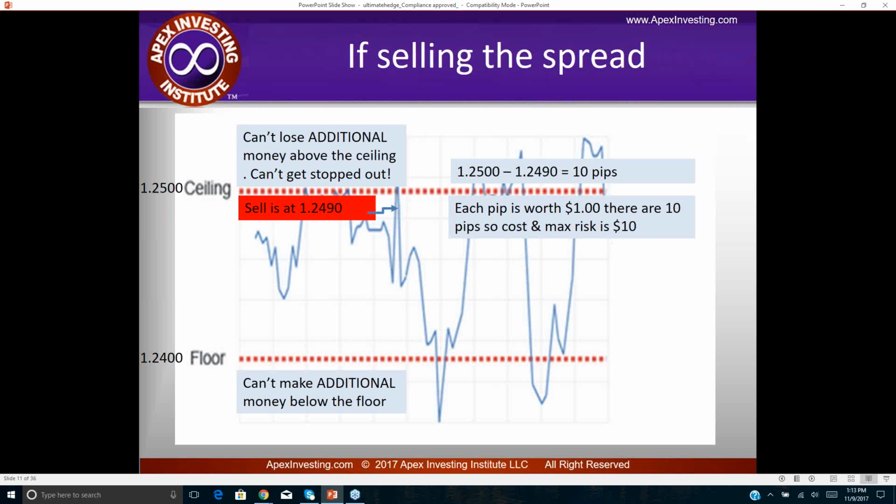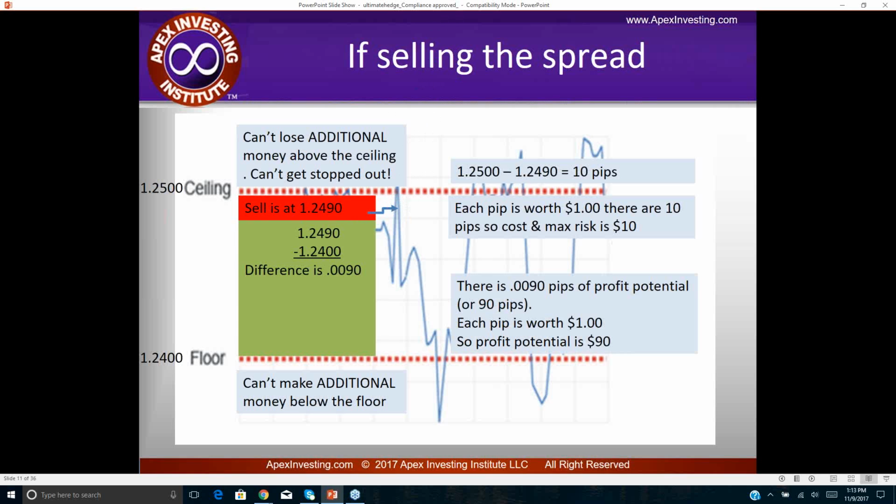So I've got $10 of risk. Now, there's 90 pips of profit potential in this spread. If I sold right here at 24.90, the most I can make is all the way down to the floor of 2,400. So the most I can make is 90 pips, each pip being worth $1. So the profit potential is $90.